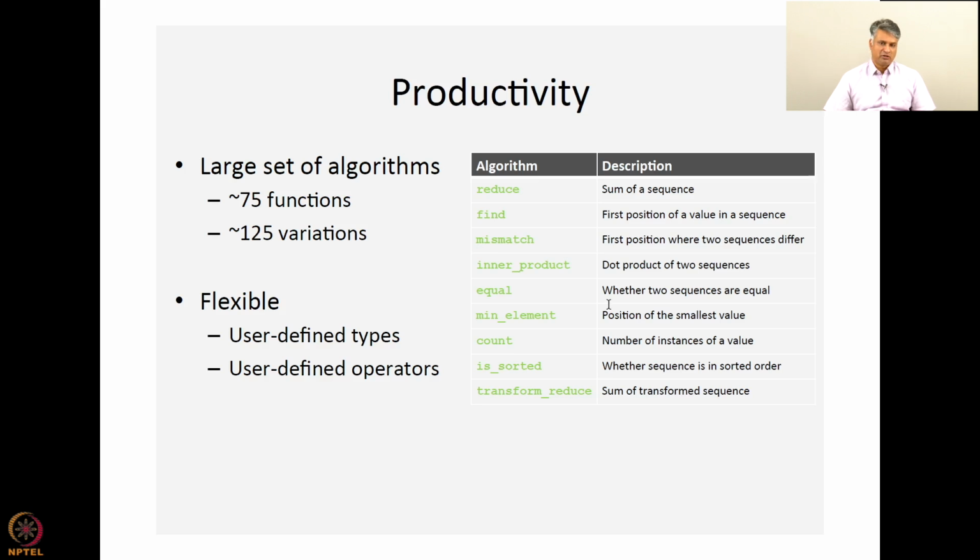You can take an inner product. You can check whether two sequences are equal. You can find the position of the smallest value using the min element algorithm. You can count the instances of a value using the count algorithm. You can check whether a sequence is sorted or not. And you can also do a transformation of the sequence.